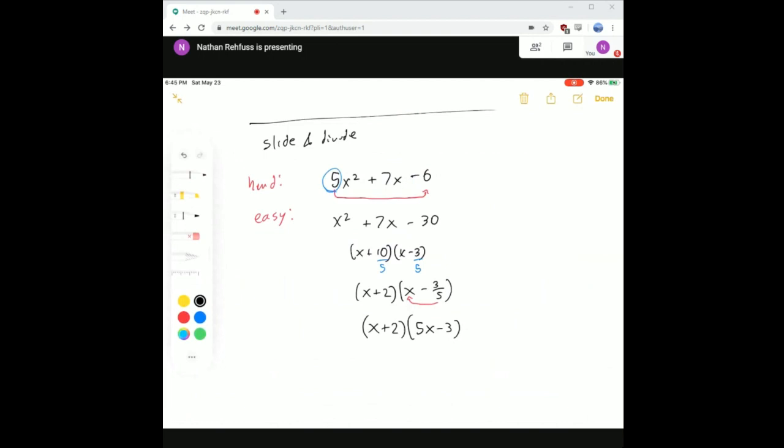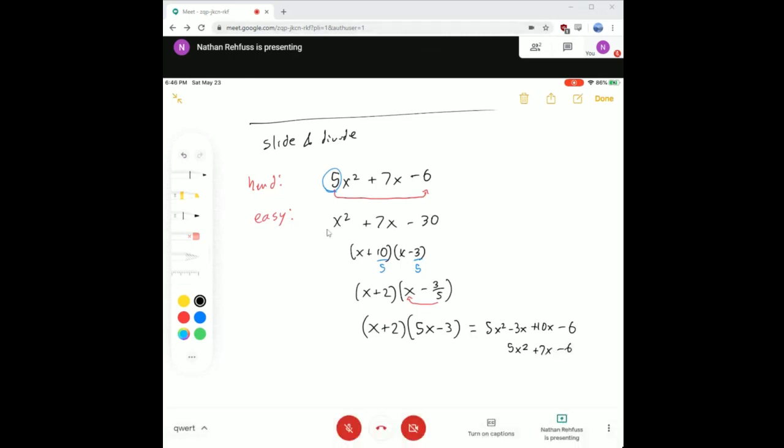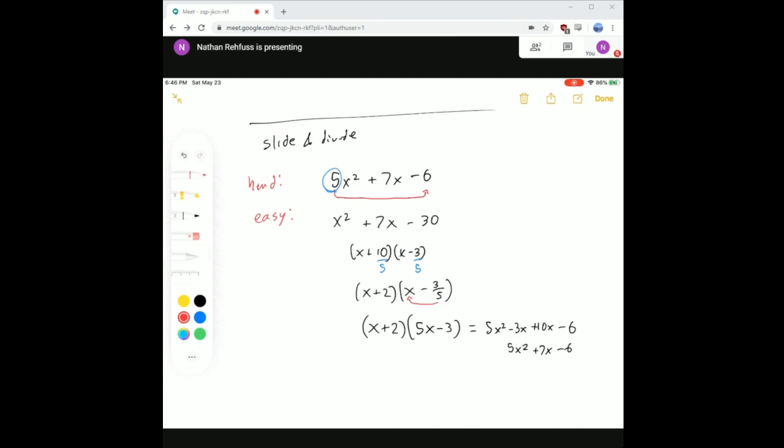And as if by magic, when I FOIL this, first is 5x squared. Outside is minus 3x, inside is plus 10x, and last is negative 6. And 10x minus 3x really is 7x. So when you slide, you get an easier polynomial to factor. You do your factoring, and then you divide. Slide one more time, and you have a factorization for the hard polynomial. Real cool. That's going to save us a ton of time.